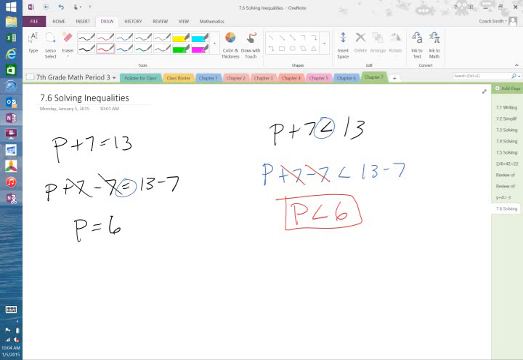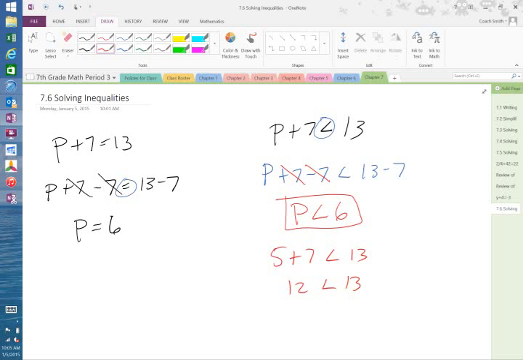The difference here is this, where I would let you just say, okay, the answer to the equation is 6, and you just circle 6. I can do that because there's only one solution, 6. In inequalities, you have an infinite number of solutions. In other words, I can plug any number into this inequality that's less than 6, and I'm going to get a true answer.